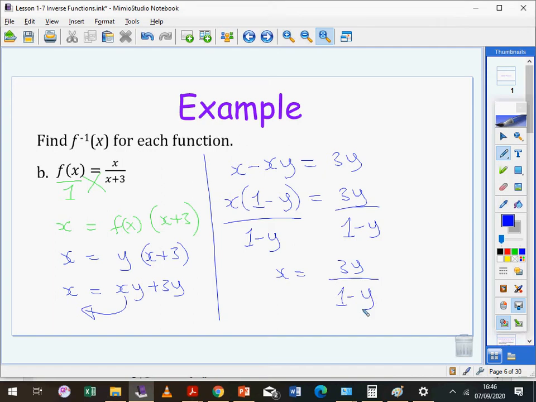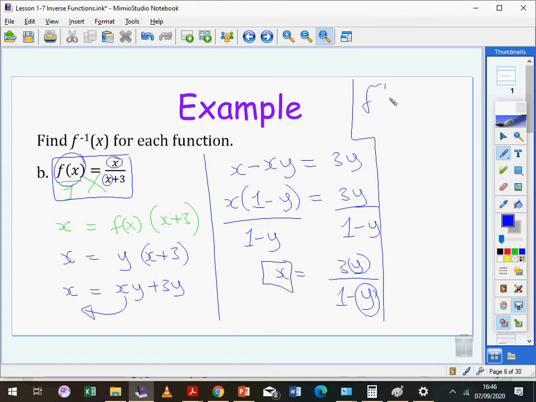What I have done, again, to emphasize the idea of an inverse function, is I have changed the definition of this function from this being the input and this being the output to x now being the output and y being the input. And when I have it in that state, I can write my inverse function of x as 3x divided by 1 minus x. I hope that makes sense. That's simply how you find the inverse of a function.